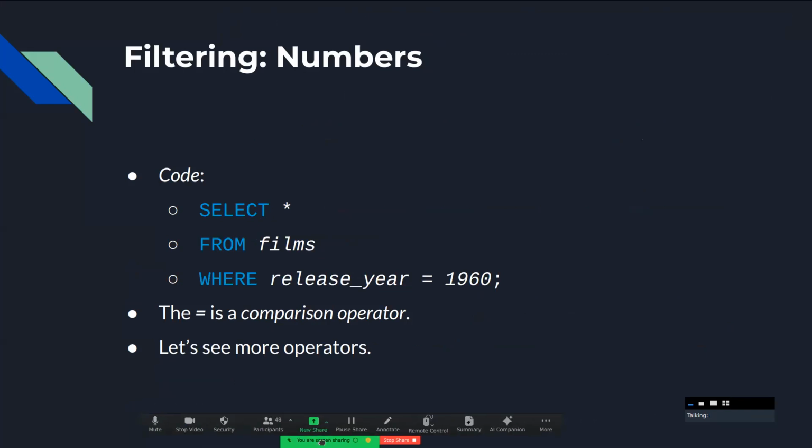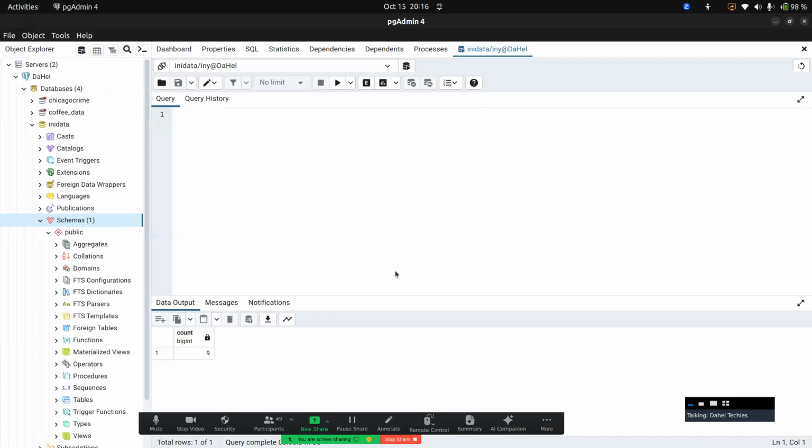Bring this down. Okay, so this is the syntax for filtering numbers. You have your SELECT as usual, then you have your FROM film table. Now you're adding the condition, WHERE release_year is equal to 1960, meaning I don't want to see everything. I just want to focus on the movies that were released in 1960. And one of the operators we've used in this case is the equal to operator. This is called a comparison operator, from normal maths. So let's try this code before we look at other operators.